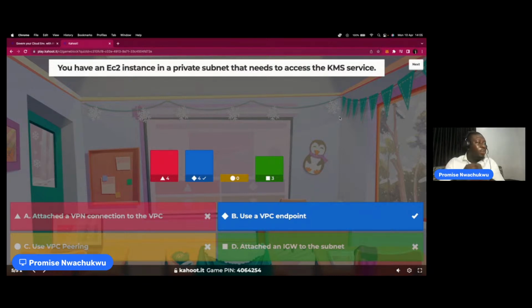You have an EC2 instance in a private subnet that needs to access the KMS service. What do you do? And the correct answer is you use a VPC endpoint.